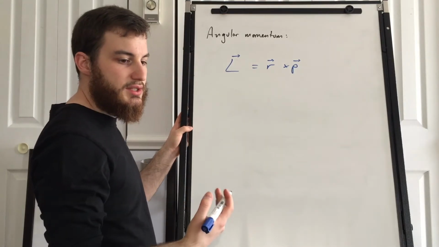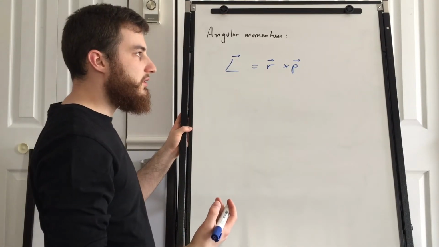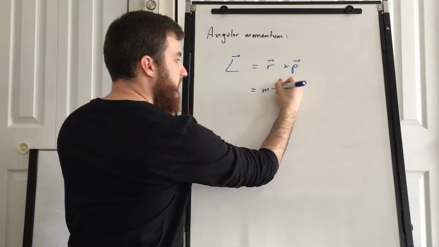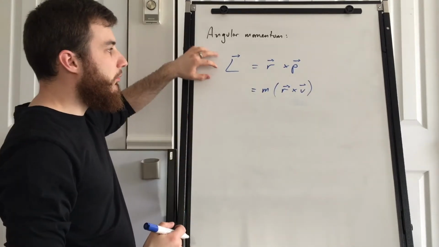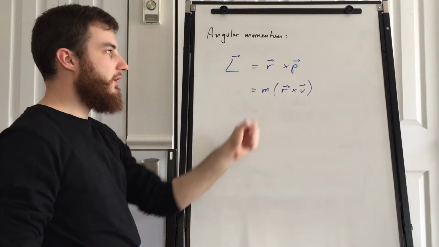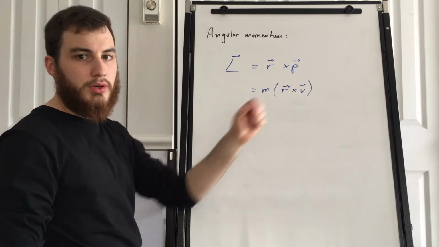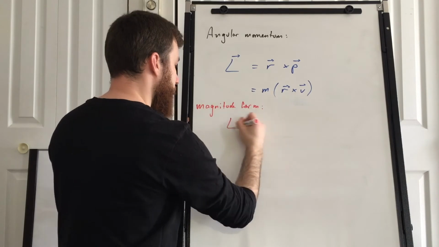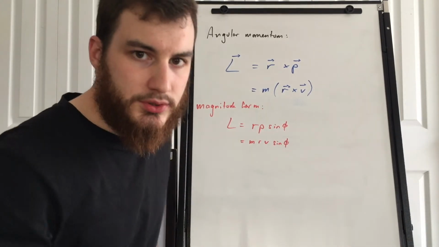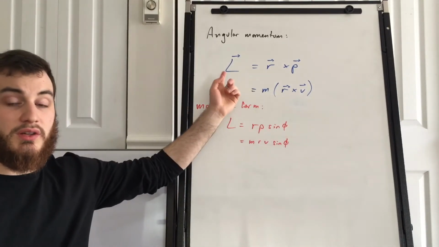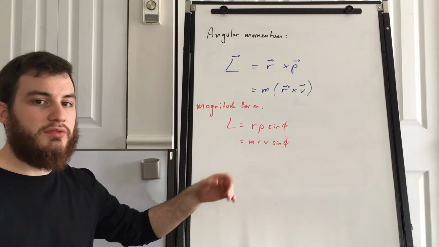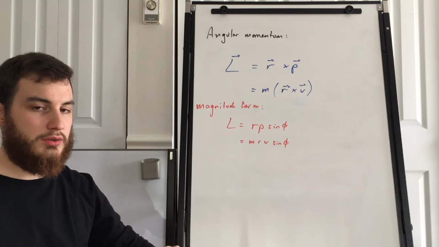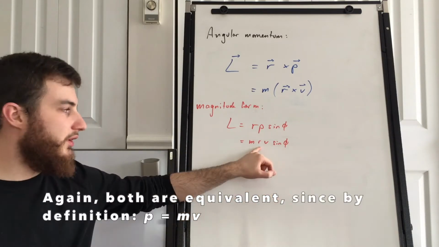As with all of our cases, we're assuming the mass of the object is constant. We can extract it from the momentum and factor it out of this thing. You can write the angular momentum either as r cross p or m times r cross v. This is the angular momentum. It's a cross product, so it is two vectors multiplied together, giving us a third vector. The magnitude we can find simply by taking r times p times the sine of the angle between the two vectors, or m r v times the sine of the angle between r and v.